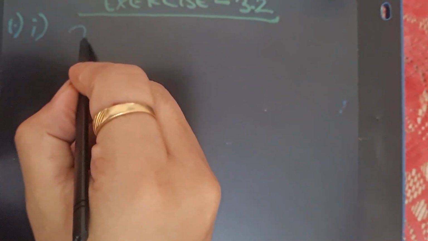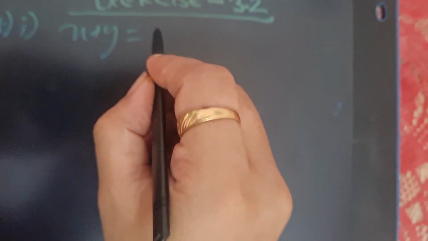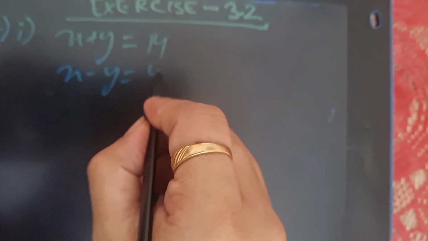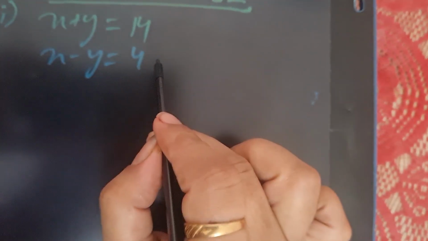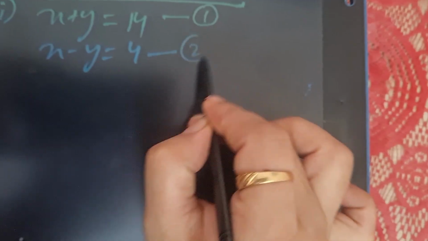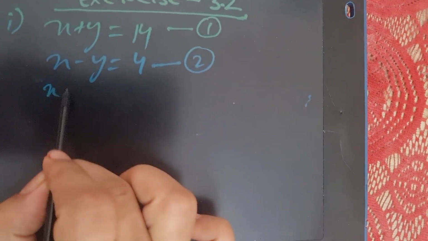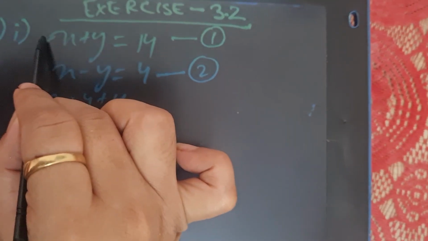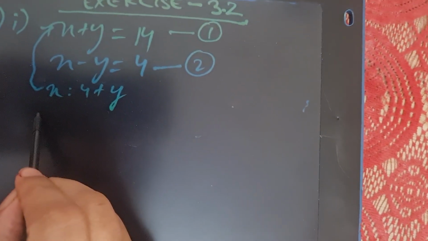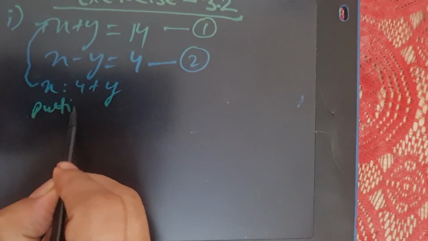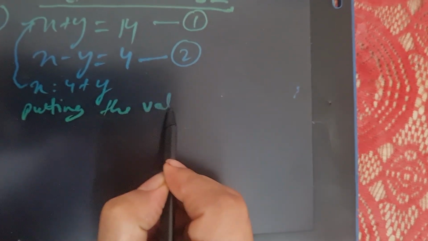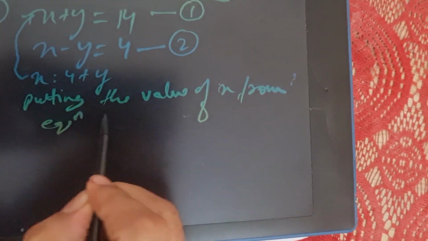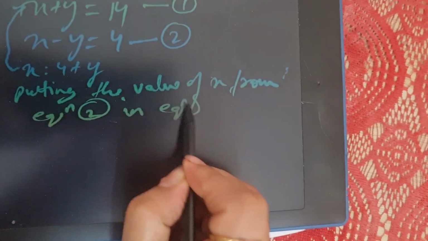So x plus y is equal to 14 and x minus y is equal to 4. So by substitution method, these are the two equations. We will name the equations. In the second equation we have x is equal to 4 plus y. So we will substitute this value of x in equation 1, substituting the value of x from equation 2 in equation 1.